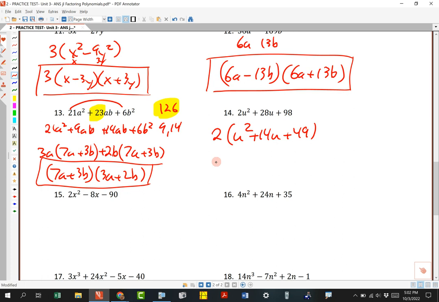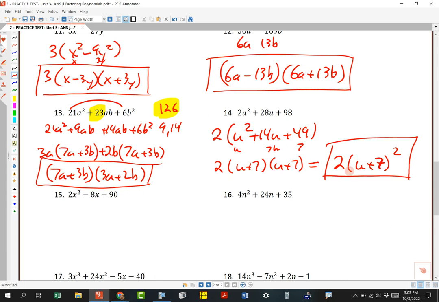That's pretty easy to do. You can also recognize that this is a perfect square of u, this is a perfect square of 7, and then this would be 7u, and if you double it, it creates the right middle term. So either way, you're going to have a 2, a u plus 7, and a u plus 7, or a bit easier way to write it would be 2 and then u plus 7 quantity squared. Like that. Good right there, and then there's our answer.